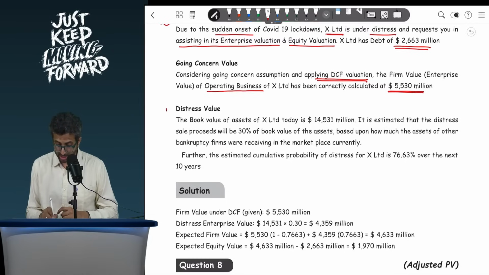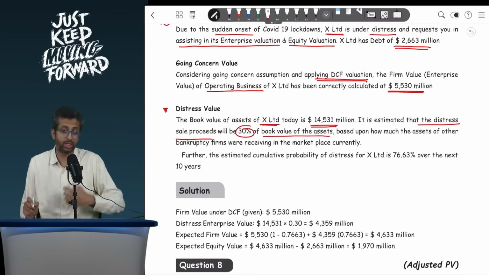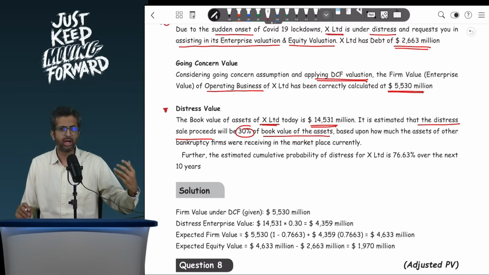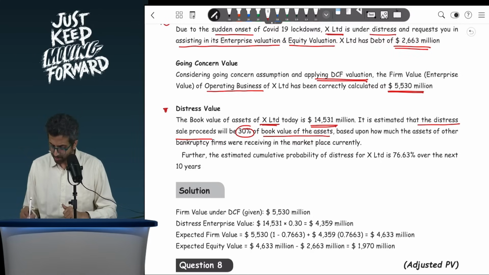The distress value, this is the new part. The book value of the assets of X today is 14531. But is it necessary that I will get that? No. It is estimated that the distress sale proceeds will be 30% of the book value of the assets only. Maybe the fair value is lower. Maybe you might have to sell it at a very low price. Let us say 30% is given. We'll take that, based upon how much assets of other bankrupt firms are currently fetching in the marketplace.